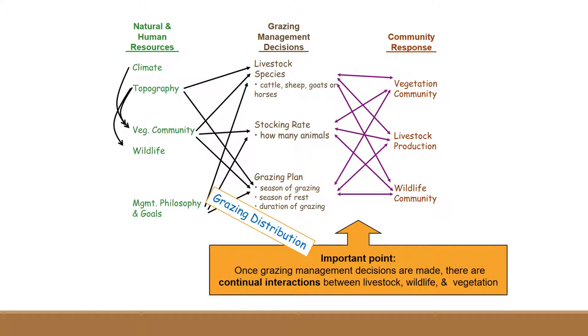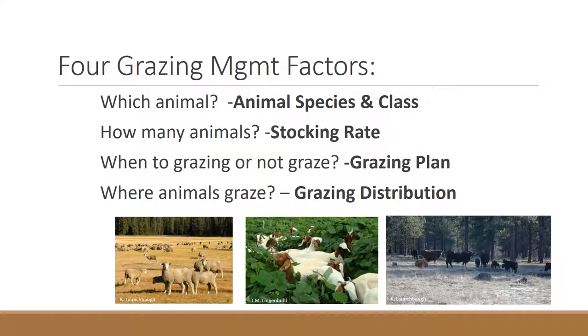The one that I hadn't mentioned here is grazing distribution. It has a lot to do with animal behavior and understanding the behavior of animals, which we will also talk about later in this class. But it's not so much a decision as just a management approach, where if you have distribution problems of livestock, they can change vegetation, the livestock productivity, or the wildlife community, but they're handled in a little different way.